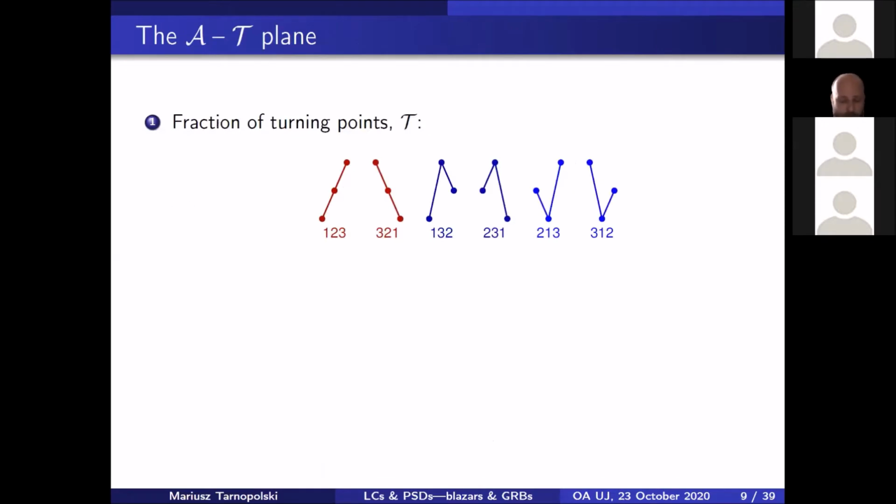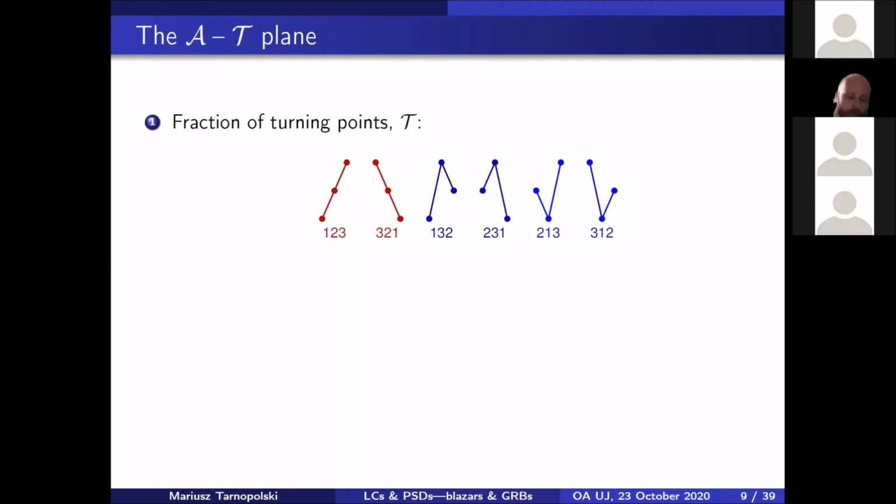And the last method that I'd want to talk about is the AT plane, spanned by the fraction of turning points, T, and the upper value, A. A turning point is a point where there is a swing from increase to a decrease, or vice versa. So these two blue peaks and these two valleys are turning points, and these two reddish segments are not. So having 3 consecutive points, one can arrange them in these 6 ways. For a white noise sequence, all of these are equally probable because each point is independent of any other.